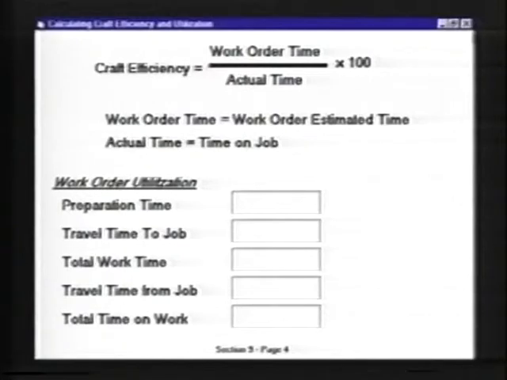Craft efficiency and craft utilization are the 2 key data elements to be fed back to the planner scheduler to make changes to the original work order, based upon sequences, based upon the time elements, and any other data elements that would have to be changed as a byproduct of the reporting activity by craft personnel on a maintenance work order.